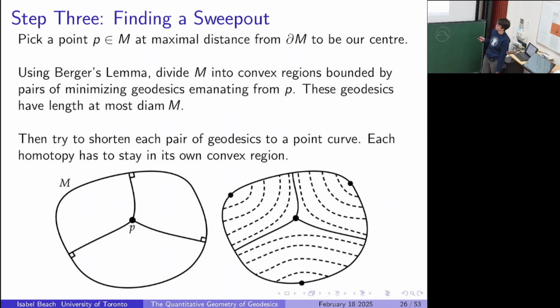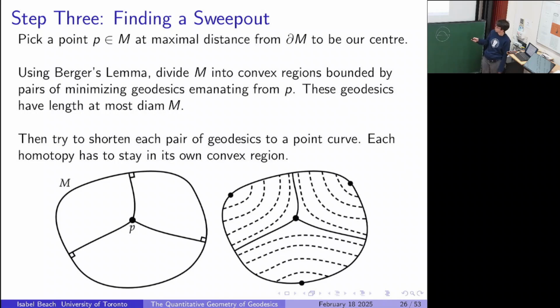So how are we going to do that? First, we have to pick a point that's going to be the center that all of our radii are connecting to. So in order to utilize Bourget's lemma, I'm going to pick a point that's at maximal distance from the boundary. So this is my point P. And then Bourget's lemma tells me I can find geodesics emanating from P, such that the angle between any two neighboring ones is at most pi. So these geodesics are minimizing, so we know that they have length at most the diameter of the manifold. And we also know that this angle is at most pi, so these three regions are in fact convex. This is going to be helpful for us because it means that when we apply the curve shortening flow, the flow is going to stay in each region.